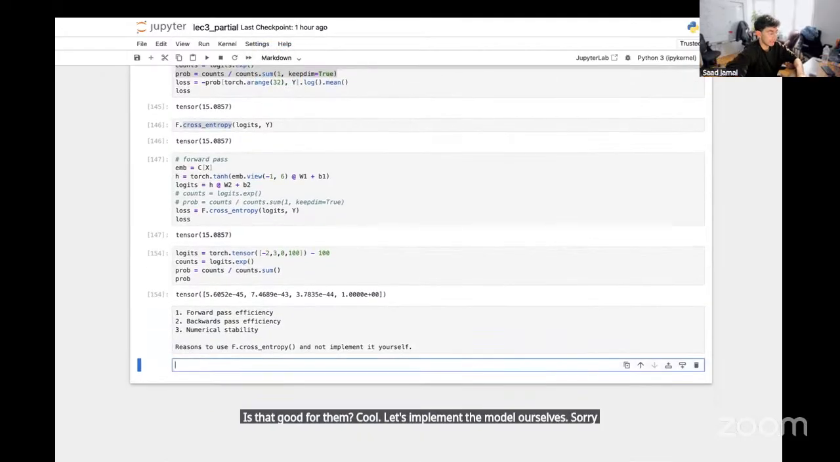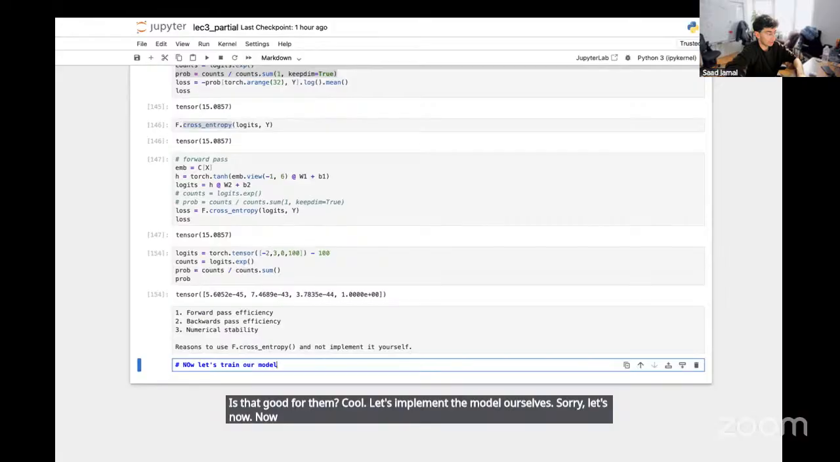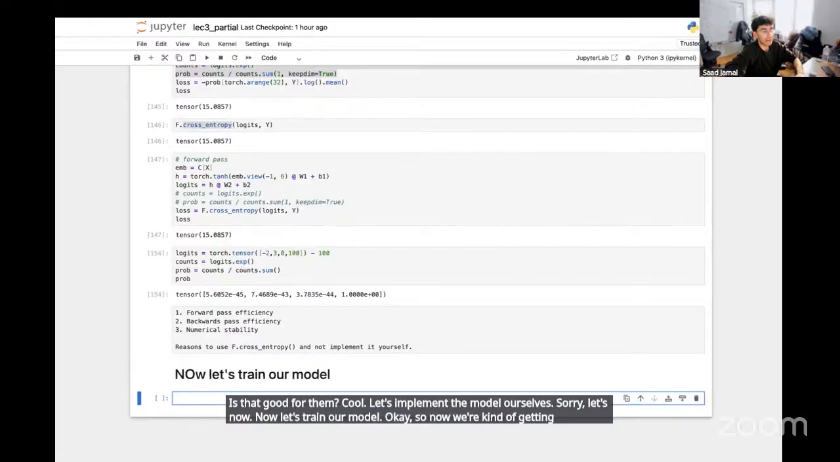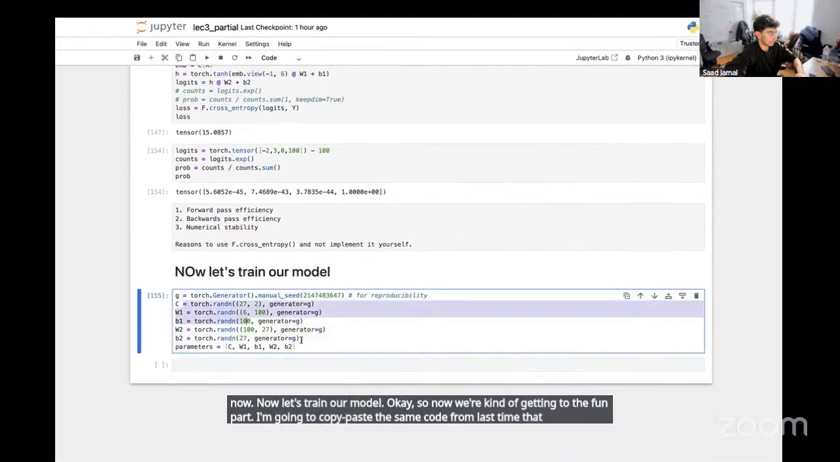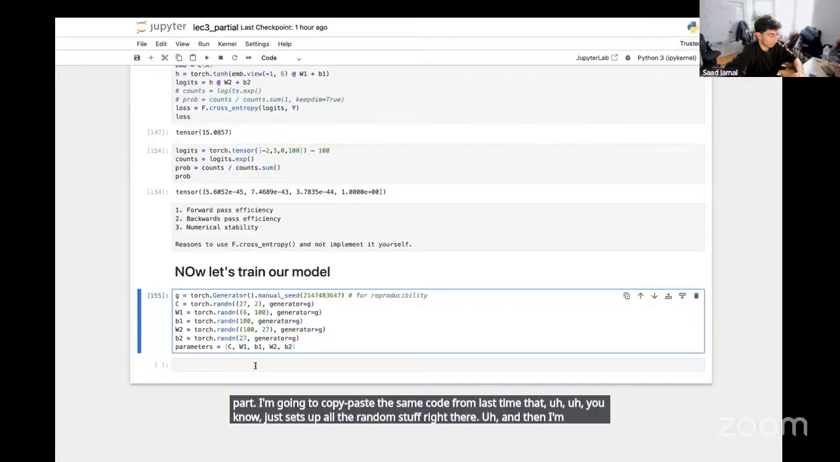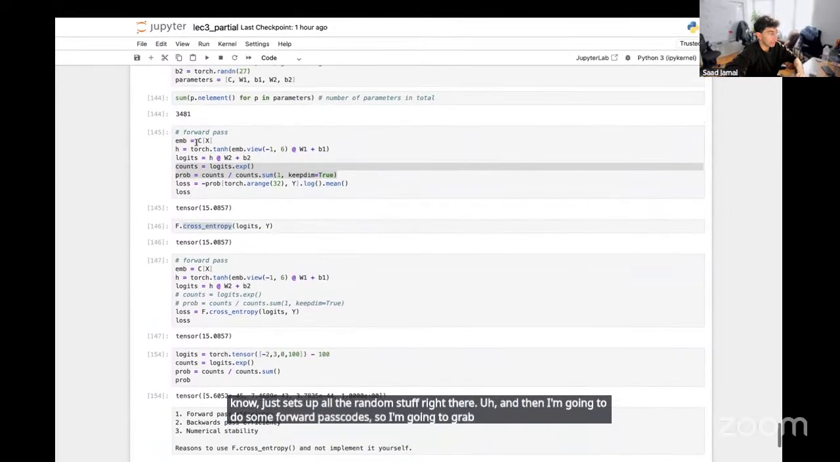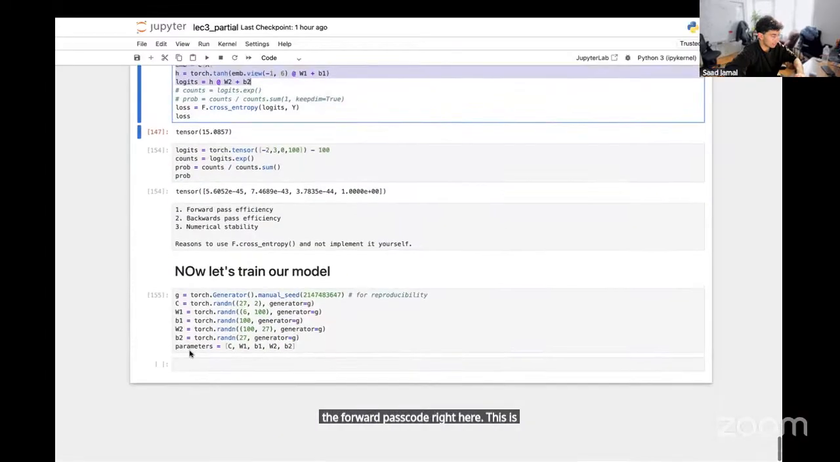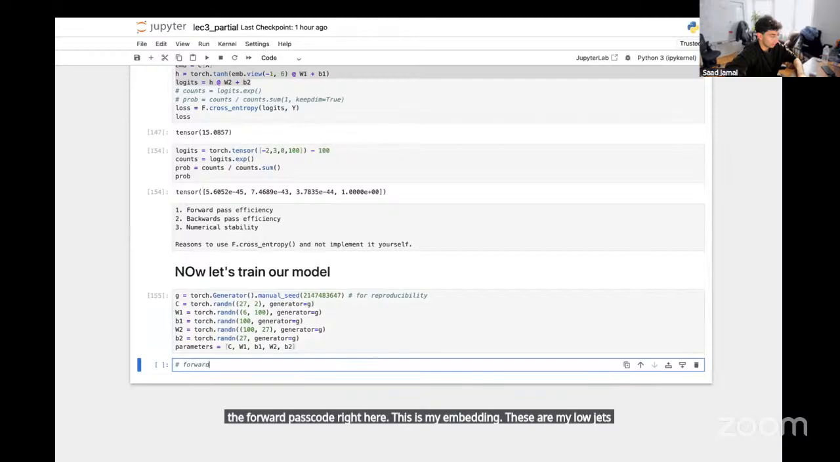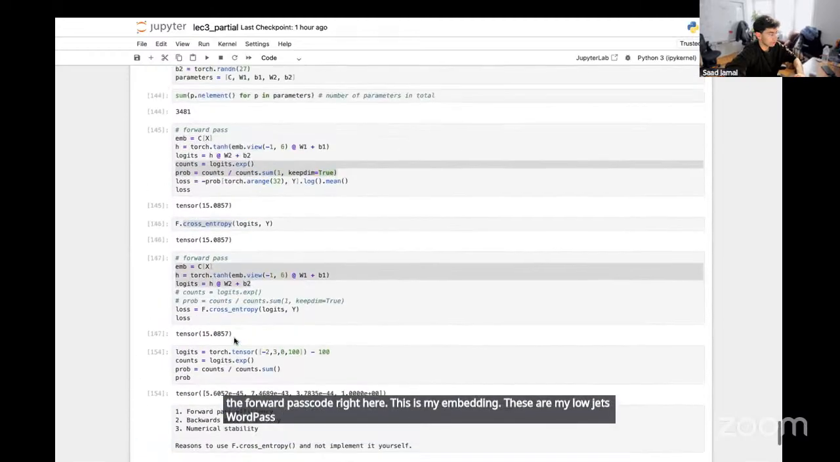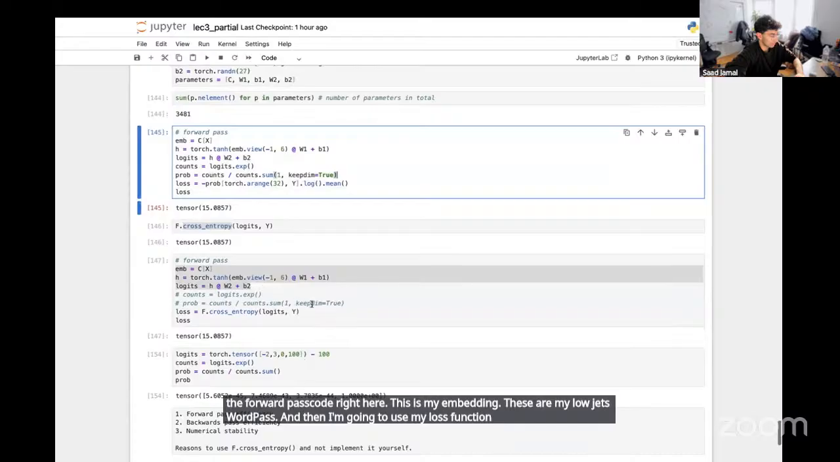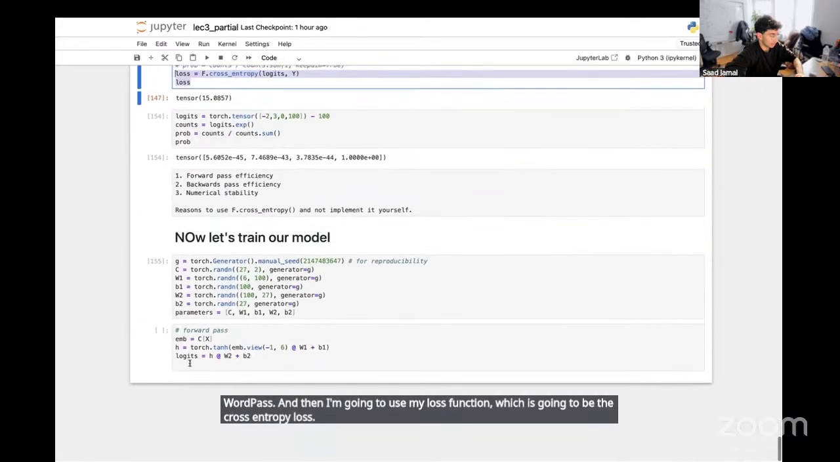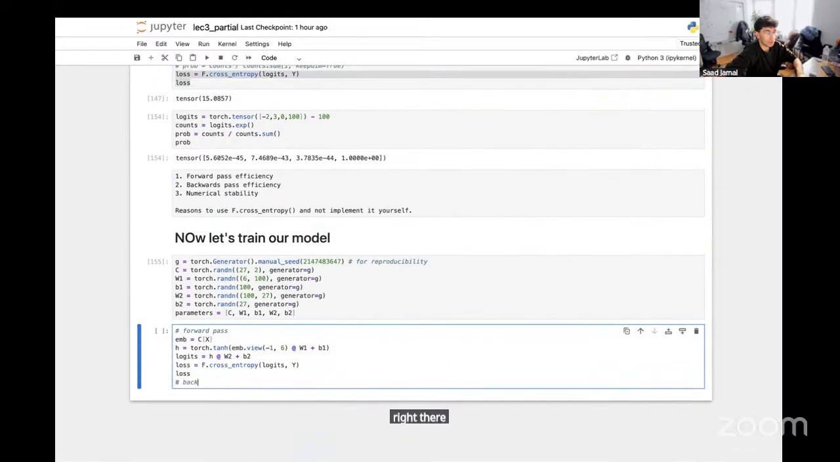Now let's train our model. Okay, so now we're getting to the fun part. I'm going to copy paste the same code from last time that sets up all the random stuff, and then I'm going to write some forward pass code. This is my embedding. These are my logits. That's the forward pass. And then I'm going to use my loss function, which is going to be the cross entropy loss right there. Let's now do the backwards pass.